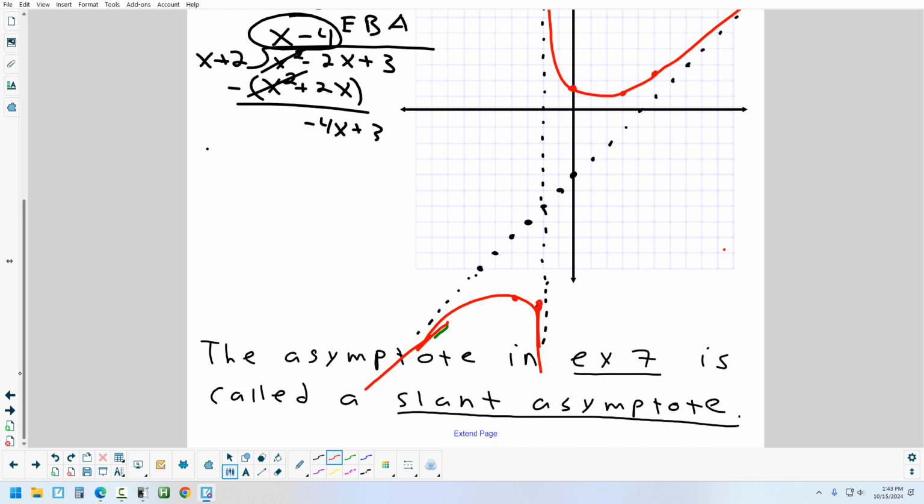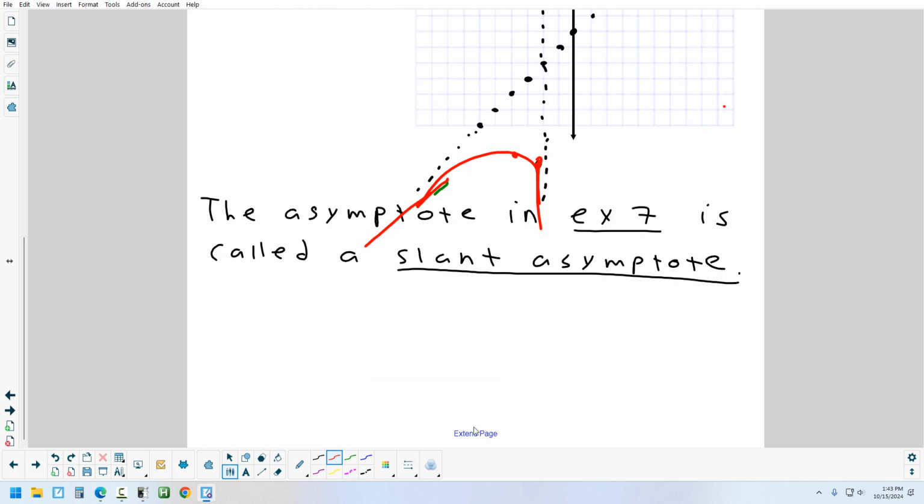So that particular asymptote that we just found, that is called a slant asymptote. And so was the last one. Whenever you have a line that's on a diagonal, that's a slant asymptote. So on the test, if I ask you to find a slant asymptote, it's what we just did in that problem.